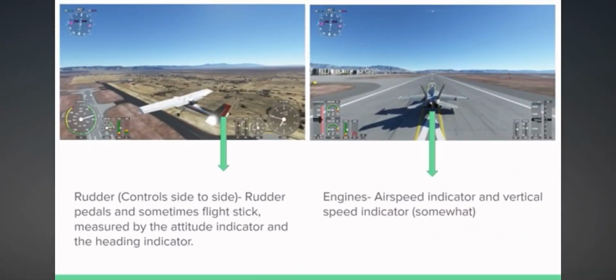The rudders of an aircraft control the side-to-side movement, and this is controlled by the rudder pedals and possibly the flight stick in some aircraft, and it is measured by the attitude indicator and the heading indicator. Finally, the engines. These are controlled by the throttle of the plane and are measured by the airspeed indicator and vertical speed indicator, somewhat, since it measures the speed of the aircraft up and down and not the speed directly.